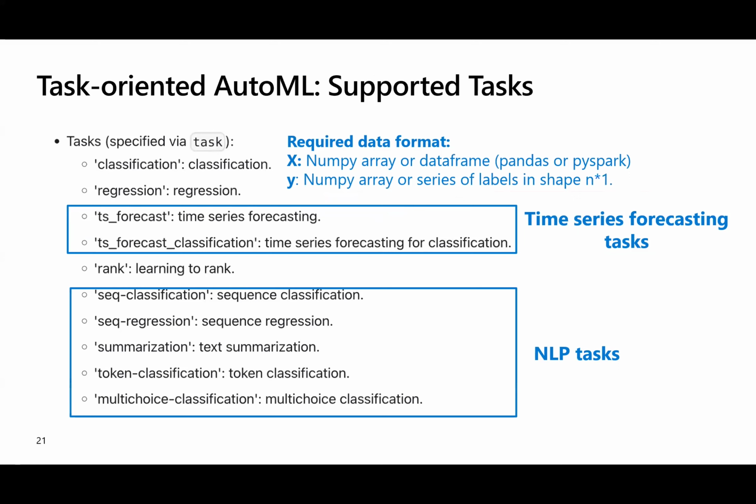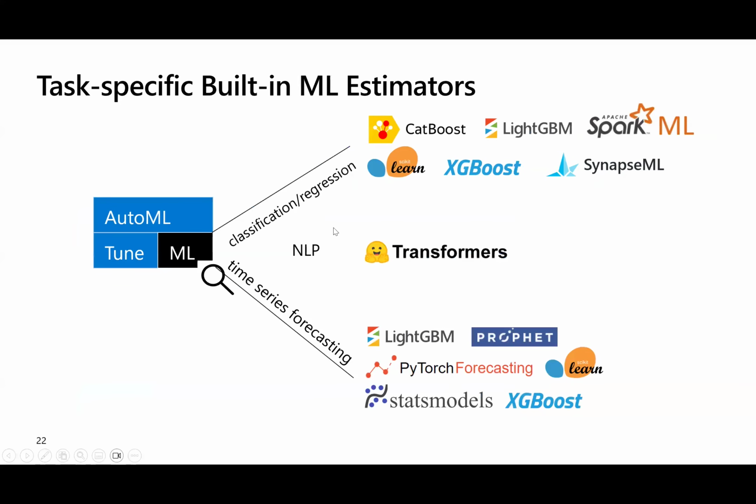I think we have more tasks now, and for classification, we have more subtasks. You can define if it's a binary classification or a multi-class classification. The difference is that the best loss function differs for different kinds of classification. So this is for classification and regression. Also for time series forecasting, we have several kinds of subtasks, and also ranking, and all kinds of NLP tasks.